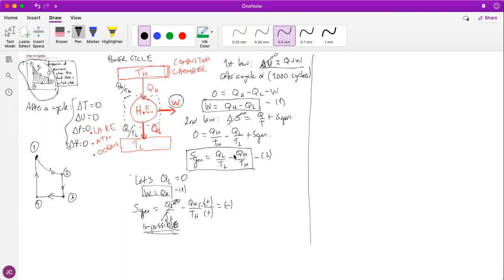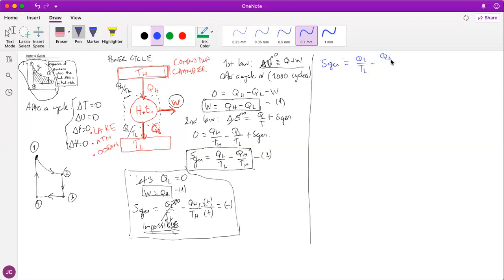I'm gonna take the second law. So this is the second law, okay? This is what I have over here. And now we already have one case, right? So we have one case over here. Let me just try another, this one, with another color, maybe this one with this thickness. And so again, Sgen equals QL divided by TL minus QH divided by TH. So this is just the second law, okay?